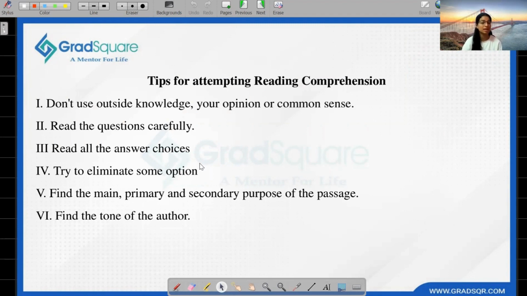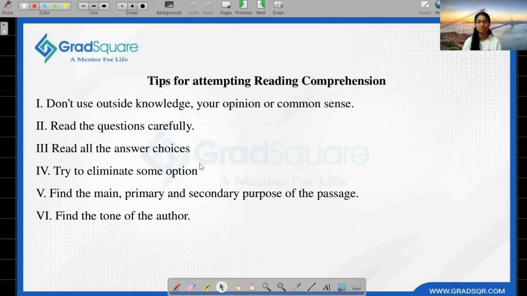Read the questions carefully. Yes, we know that we are supposed to read the entire passage without skimming through it, but it's equally important to read the questions carefully. Make sure you read the questions without leaving any lines out. Pay attention to the questions too. So let's move on to the next step.